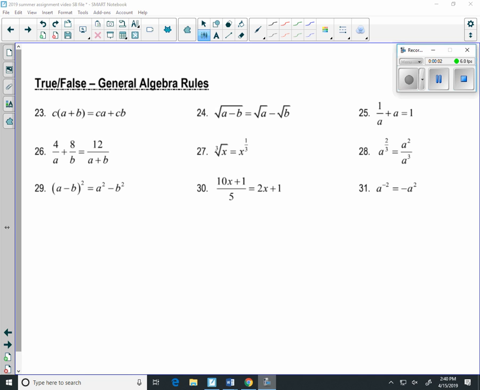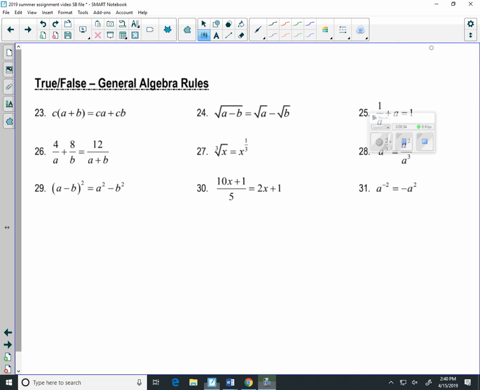Okay, so this last section is true and false. Really, I think the easiest way to get through it, if you don't want to do very much algebra, is just let A equal 2, B equal 3, and C equal 4. Then work with one side of the equation, get a number, and work with the other side. If it's the same number, then it's true. If it's not the same number, then it's false.